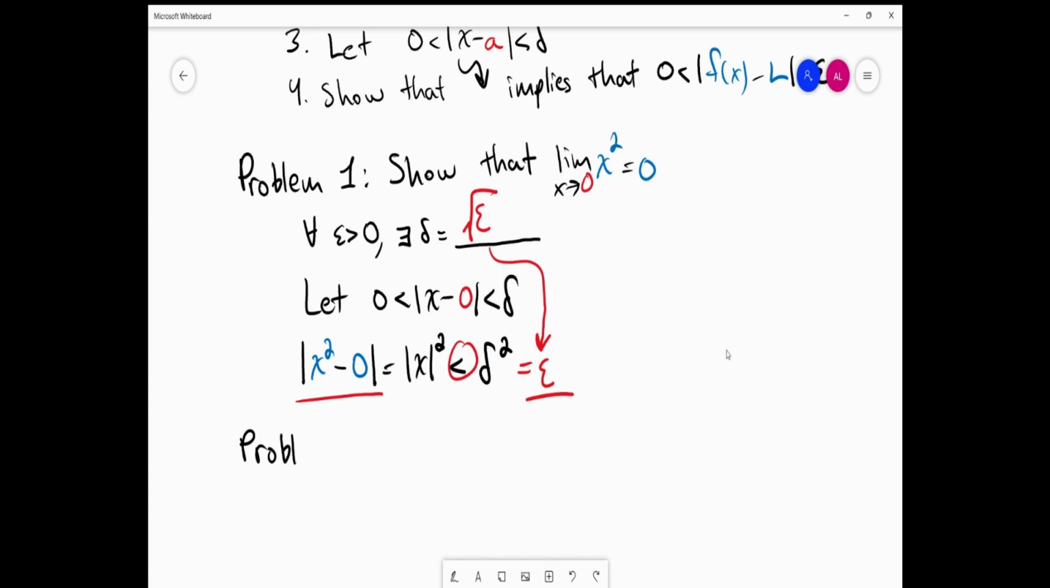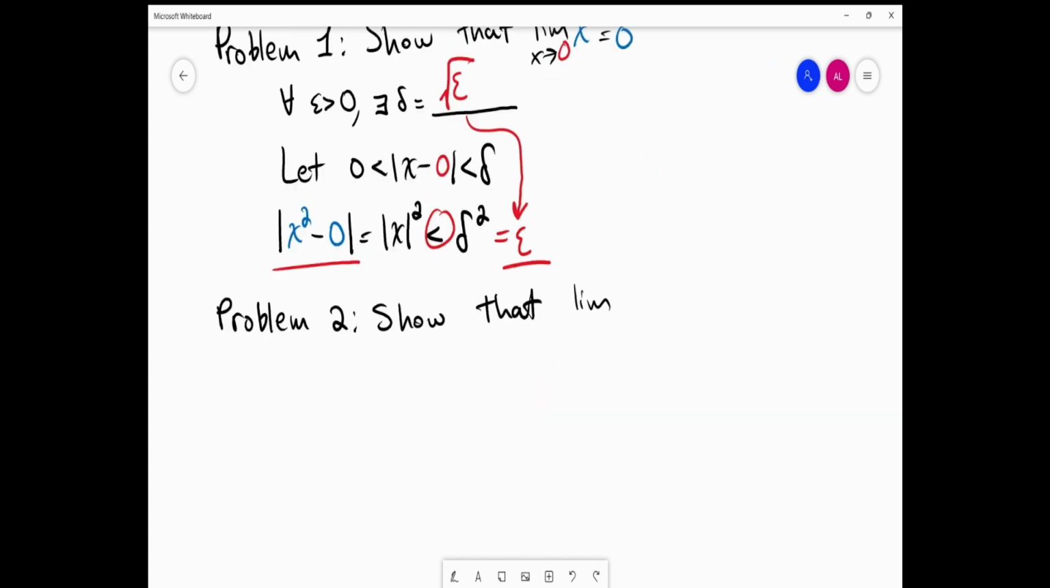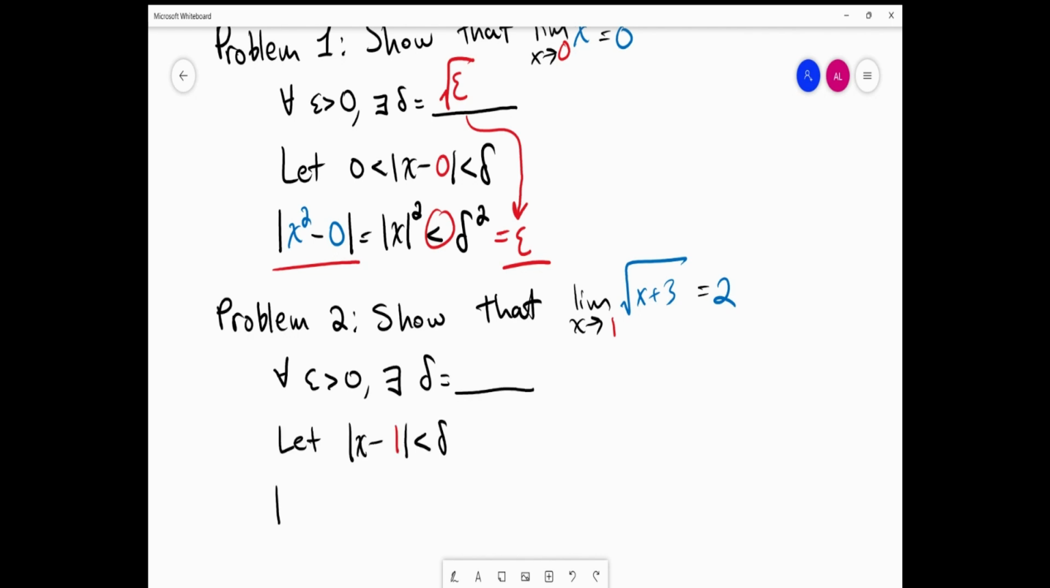So let's do another example. So problem 2. Show that the limit as x approaches 1 of the square root of x plus 3 is equal to 2. So the first step is for all epsilon bigger than 0, there exists a delta equal to whatever. All right. So we let the absolute value of x minus 1 be less than delta.